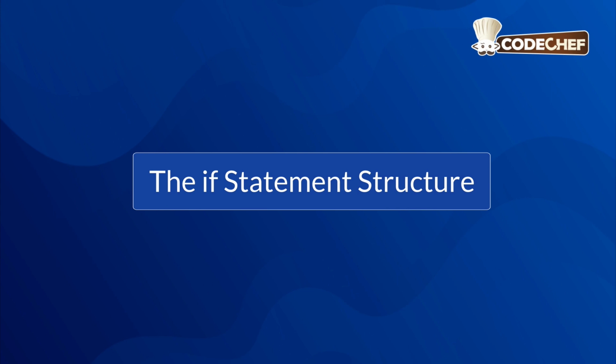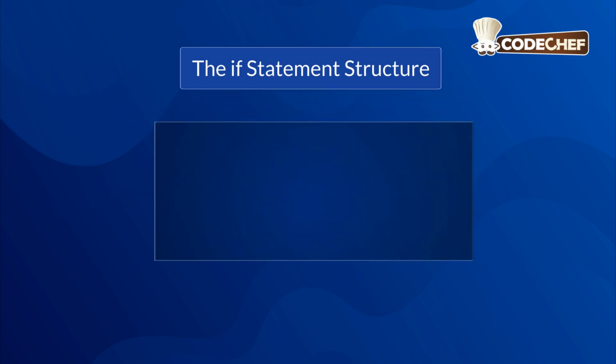The structure of an if statement is simple but very precise. It begins with the if keyword, followed by a condition that must result in true or false. A colon signals the start of the code block, and the code to be executed must be indented. This indentation is how Python knows which instructions belong to the if statement.